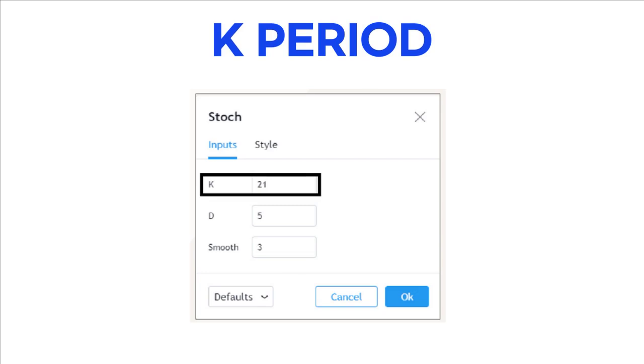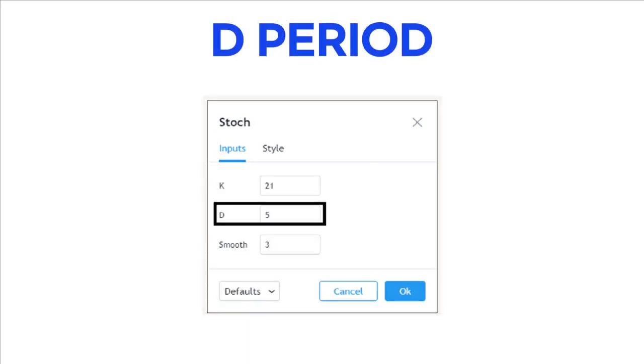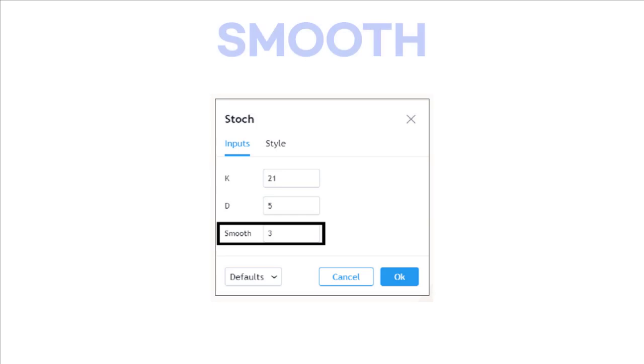Let's take a look at how we input this value into the settings for the indicator. If the 21 period is selected on an hourly chart, it means the data from the past 21 hours are taken into consideration when calculating the value of K. Next is the D period, which is the number of periods when calculating D, the moving average of K. This number controls the internal smoothing of %K.